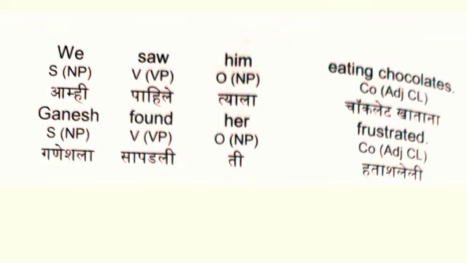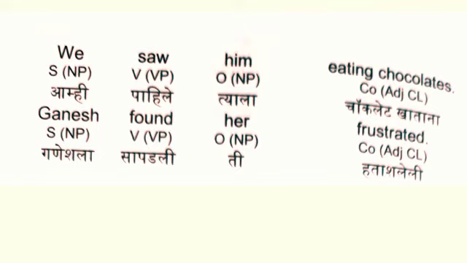Have a look at these two sentences analyzed here. The first is, we saw him eating chocolates. In the sentence, we saw him eating chocolates, we is the subject and NP, saw is the verb, him is the object and it is a noun phrase, and eating chocolates is an adjective clause, but it is functioning as the complement here, object complement in fact, because it is complementing him.